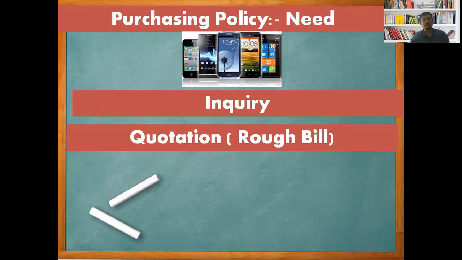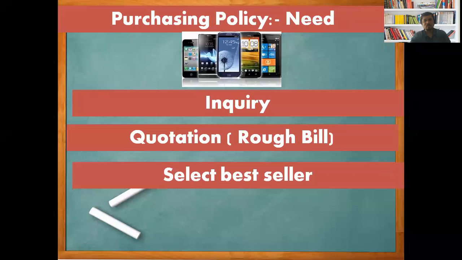If I am making an inquiry to purchase 100 smart mobile phones, what price do I have to pay, what budget do I have to incur, what facilities can I get? In response to my inquiry, I get the reply in the form of a quotation, that is a rate bill. The seller is going to say, sir, if you purchase 100 mobile phones from my shop, I can give a certain discount. You can get this amount, and you can get two free mobile phones, whatever the seller tells. That is called a quotation.